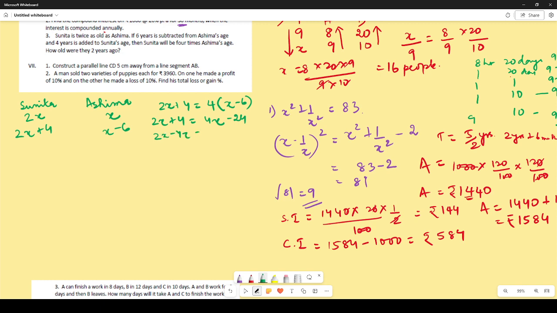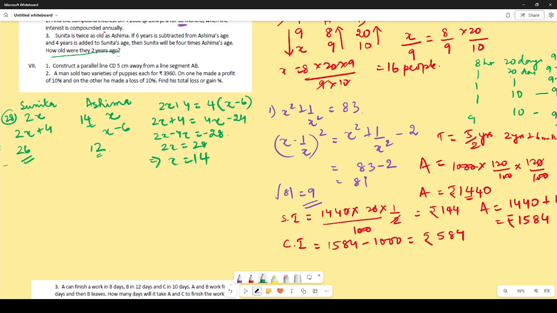2x minus 4x is equal to, what does this become? 28 minus 28. So when you reverse the signs, 2x is equal to 28. This implies x is equal to 14. Now this is Ashima's present age, 14 years, and Sunita's present age is 28 years. But remember, the question was how old were they 2 years ago? So you don't have to leave it over here. So 2 years ago, Ashima would have been 12 and Sunita would have been 26 years old.